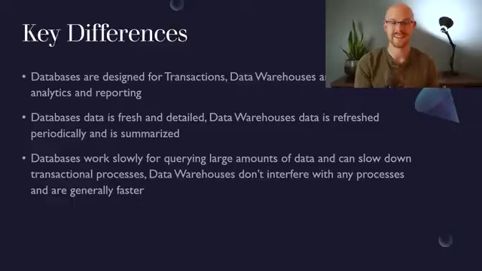So now let's look at some of the key differences between a database and a data warehouse. A database is going to be used for recording transactions, where a data warehouse is going to be used for analytics and reporting. A database is going to have fresh and detailed data, where a data warehouse is going to have summarized data, and it's only going to be as fresh as the ETL process is created. A database is going to be a little bit slower for querying large amounts of data, and when you do query large amounts of data, it can actually slow down the processing of all those transactions. A data warehouse was designed for the exact opposite. It was designed to be very fast at querying and not slow down any processes, because it isn't part of that transaction processing at all.